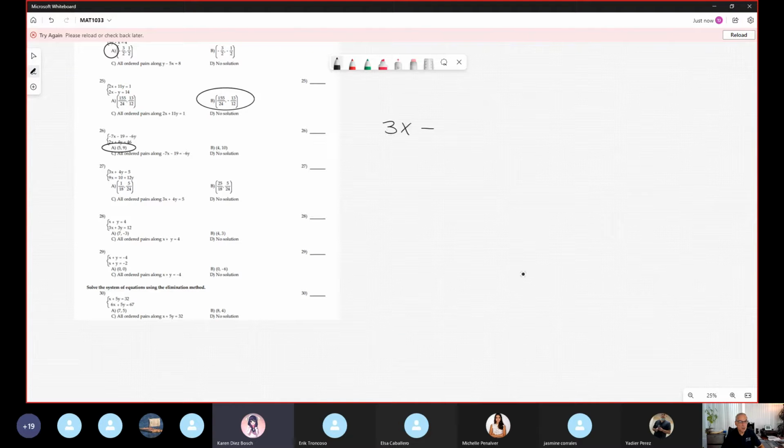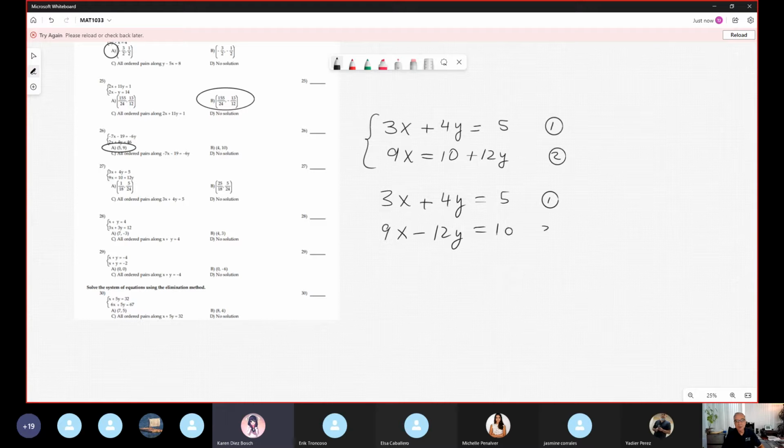27 is 3x plus 4y equals 5. This is my first equation. And my second equation is 9x equals 10 plus 12y. Okay, and this is my second equation. No coefficient 1, and the second equation is totally disorganized. More elegant would be 3x plus 4y equals 5, equation 1, and 9x minus 12y equals 10, equation 2. This is already expressed in standard form.